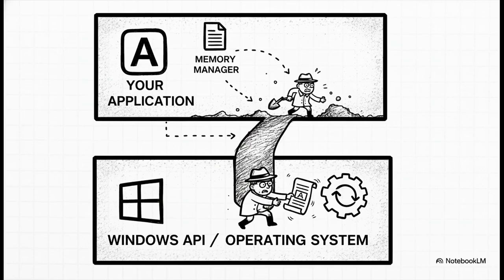Instead of asking our program for help, we're going to go over its head and talk directly to the operating system. We'll use the fundamental Windows API calls that exist way down below our application's memory manager. We're basically tunneling our way out of our own system.